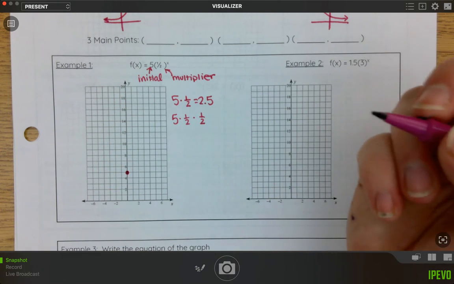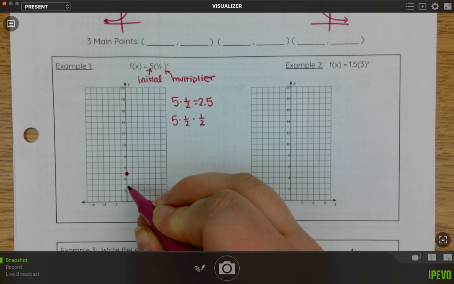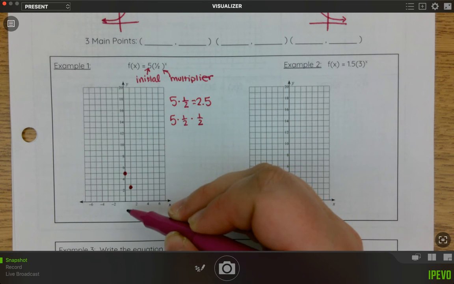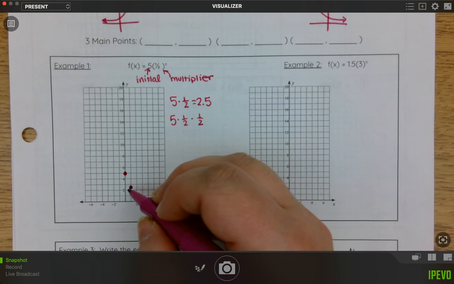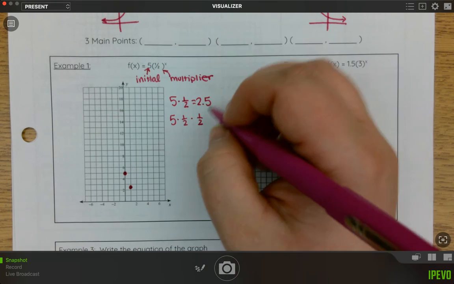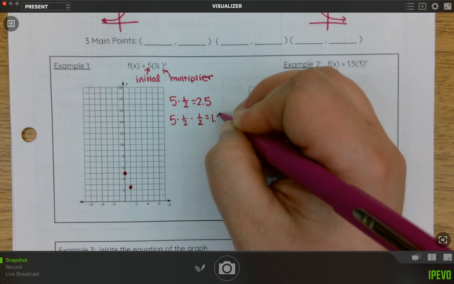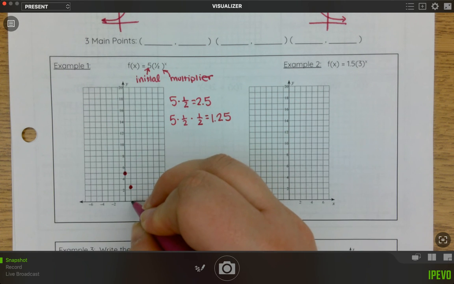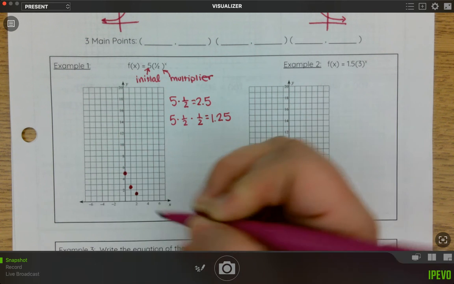So here's the part where it gets a little tricky. You're going to go to the value of 2.5 on the y-axis. And then you're going to go over 1. You're not counting from this point like we did last unit. You're counting on the y-axis, go to 2.5 over 1. And then 2.5 times another 1/2, or half of 2.5, is 1.25. And then I'm going to go over 1 more and up to 1.25, which is like right here.